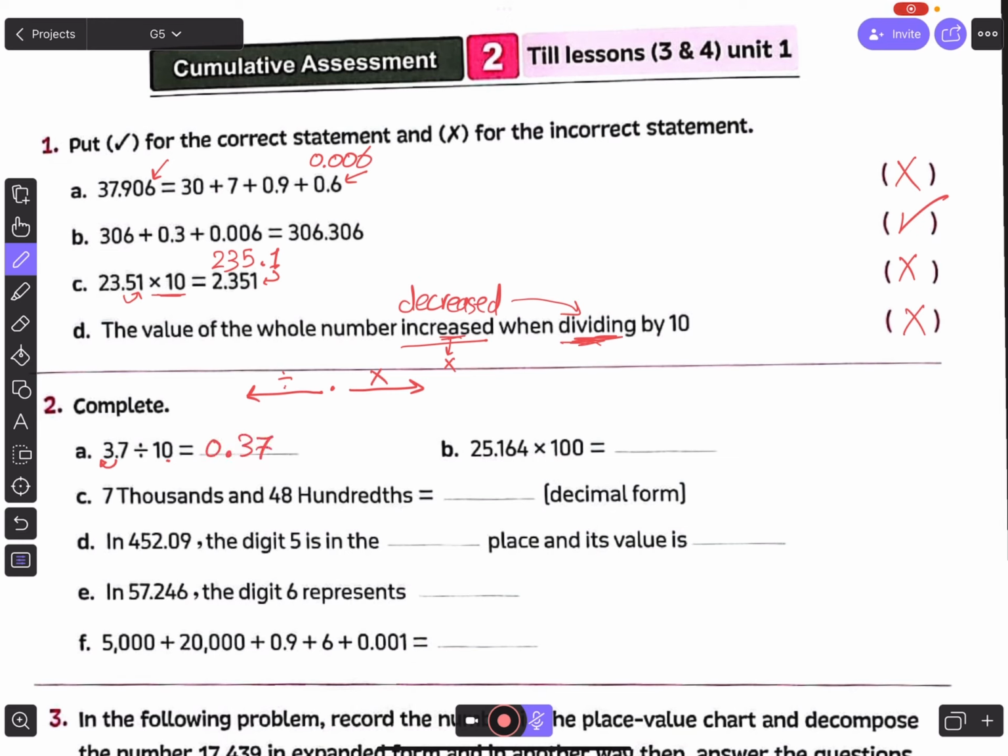So the answer will be 0.37. B. When we multiply, here we have 2 zeros, so I will move 2 digits. So let's move this decimal point 2 digits to the right. 1, 2.